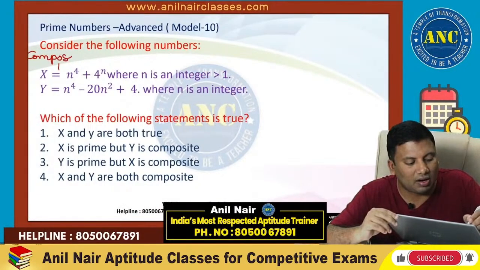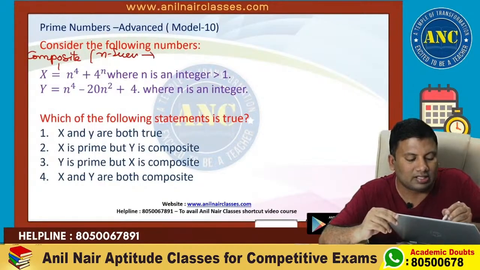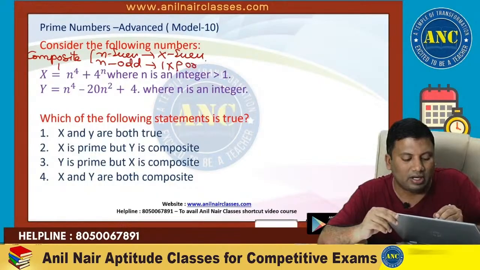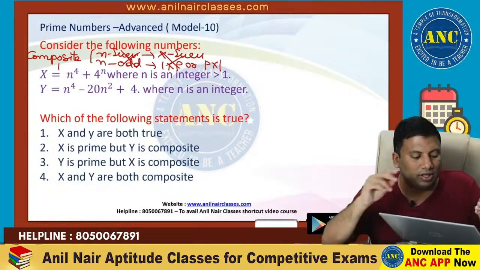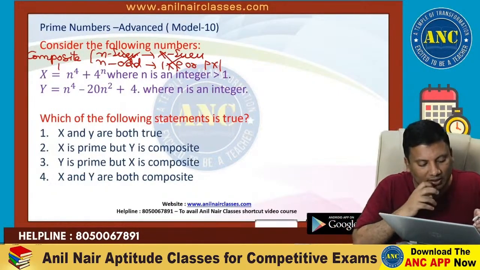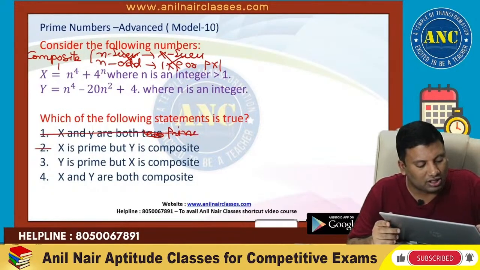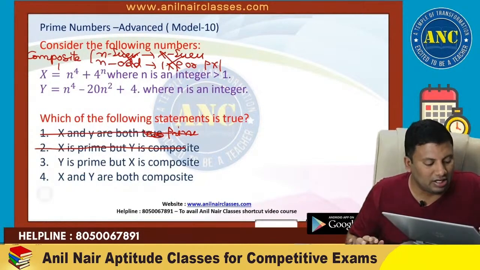Why is it a composite number? If n is an even number, x is becoming an even number, which is not possible. If n is an odd number, it cannot be expressed as 1 into p or p into 1. In both cases, it is not possible. So, x is a composite number. X and y both are prime? X is composite, so the first option and second option are out.